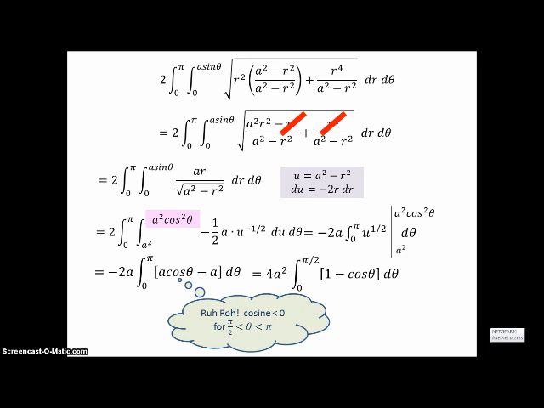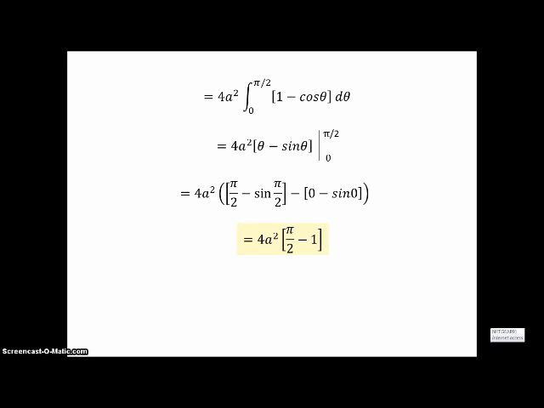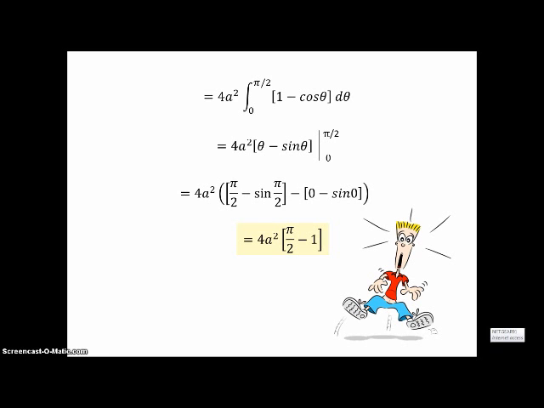So now we've got, we bring the a out also and switch it around to get rid of the negative. So now I've got 4a times the a I took out, 4a squared, and then switched around, 1 minus cosine theta from 0 to pi over 2. And I'm running out of space again, so let's move on to another slide. Here's what we've got. Easy to integrate. 1 becomes theta, cosine becomes sine theta, and we're going to plug in pi over 2 and 0, and here's what we get, which simplifies to 4a squared times the quantity pi over 2 minus 1. Phew! That was quite an ordeal.